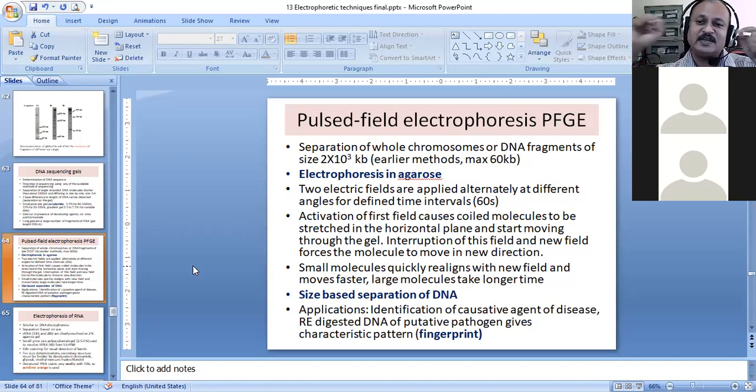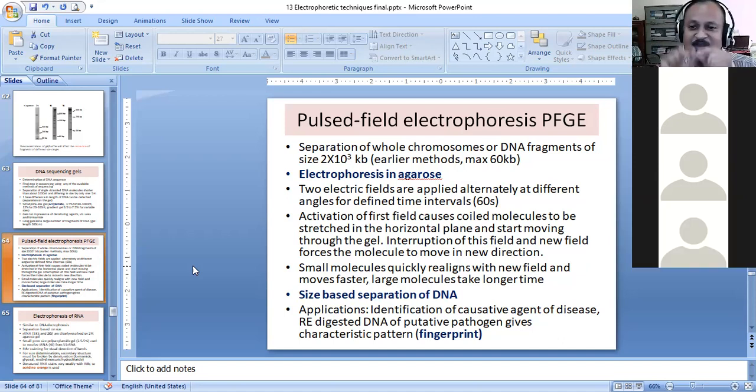the DNA is like a string, isn't it? And this string is going to get coiled sometimes, coiled and intercoiled, isn't it? Because of this, that is actually leading to a secondary structure. And because of that secondary structure, the movement of the DNA in the gel will not be proper. Remember, the gel has pores, isn't it?